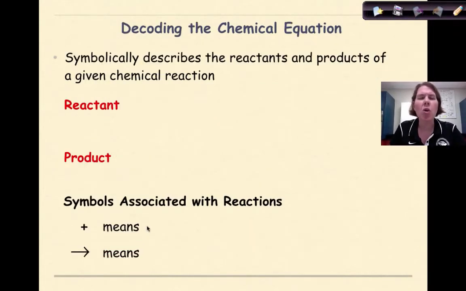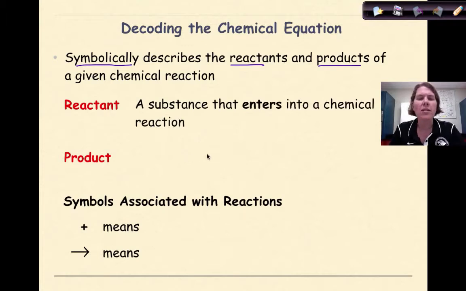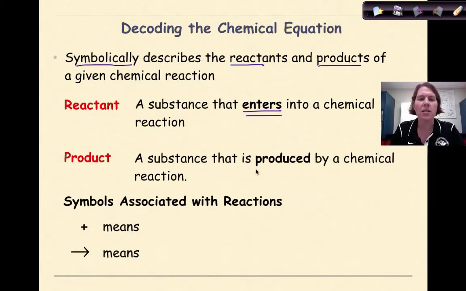Now let's talk about decoding the chemical equation, breaking it down and looking at the parts that you need to include when you write out one of these reactions. So a chemical equation is going to symbolically describe the reactants and the products of a given chemical reaction. So the first is, what is a reactant? Well, a reactant is the substance that enters into a chemical reaction, what you are starting with. Then we have the product. And the product is defined as a substance that is produced by a chemical reaction. So what are you ending up with?